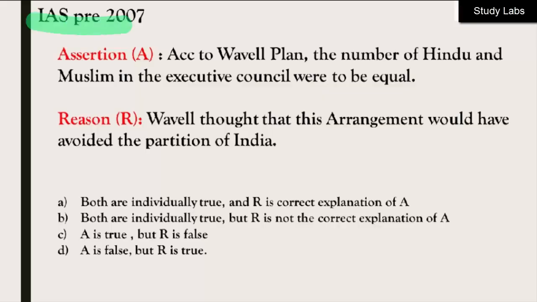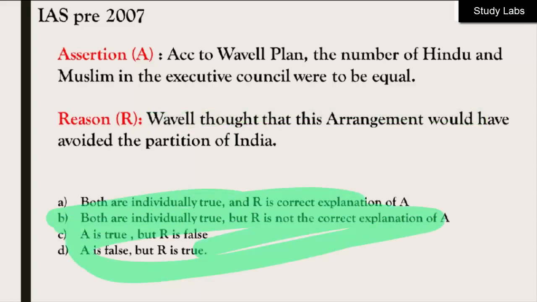This question is from Prelims 2007, IAS, and there are two statements. According to the Wavell Plan, the number of Hindus and Muslims in the Executive Council were to be equal. The second statement is that Wavell thought this arrangement would have avoided the partition of India. I once again repeat that I am not giving you the answers. I am just giving you a glimpse of the type of questions you should expect in the exam. So commit your answer.